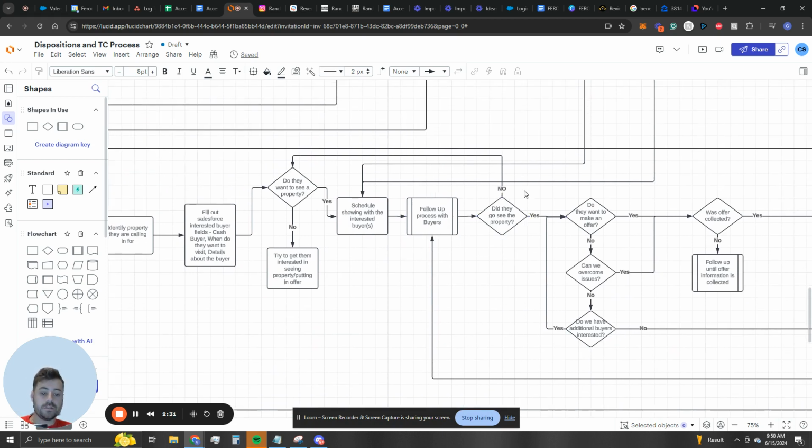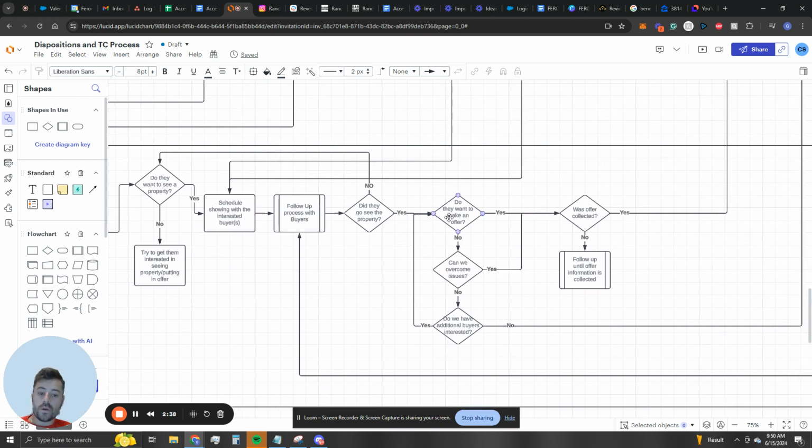Did they go into the house? No. Well, redo all this again. Schedule a time to get them into the house again and follow up with them. If they did, do they want to make an offer? Yes. Okay. Offers collected. No. Can we overcome the issues?